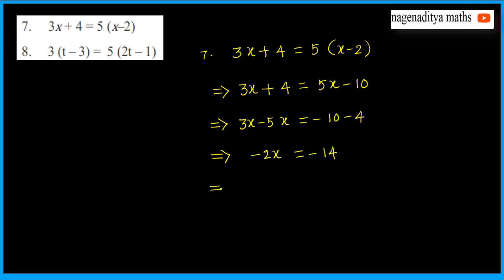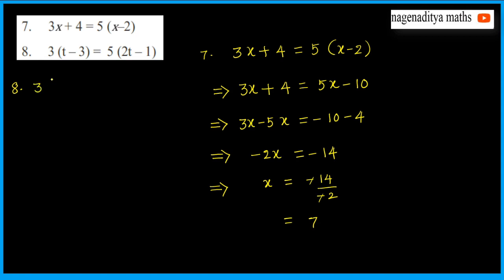So this implies x is equal to minus 14 by minus 2. Minus minus cancel. So this is equal to 14 by 2 is 7. So x is equal to 7. Next, eighth problem.